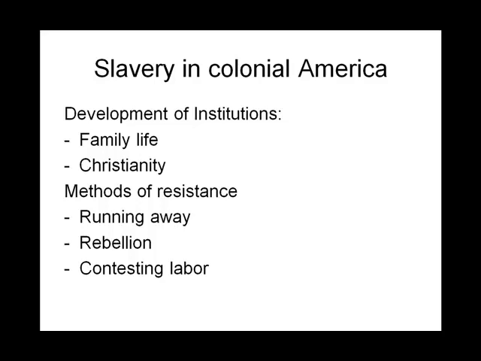Rebellions like the Stono Rebellion, and please be sure to focus in on the Stono Rebellion, were a method of resistance. Contesting labor arrangements were methods of resistance. So we'll come back to these methods of resistance when we talk more about slavery in the next module.